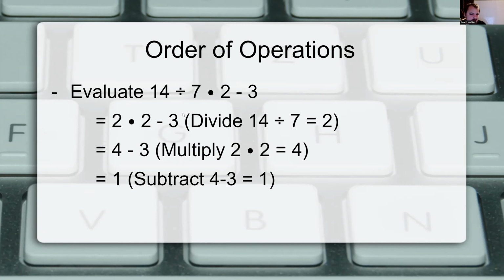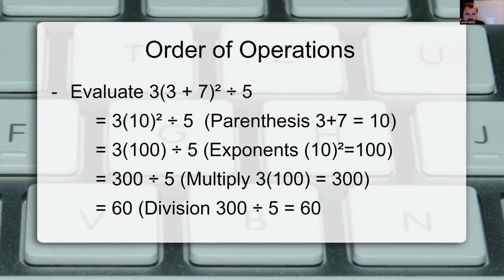The only way somebody would get this wrong is if for some reason they decided to subtract first and get a negative one right here, which would be weird because not only would they not know order of operations, they would also be for some reason working from right to left. So this would be 1. Okay, now we get to this.